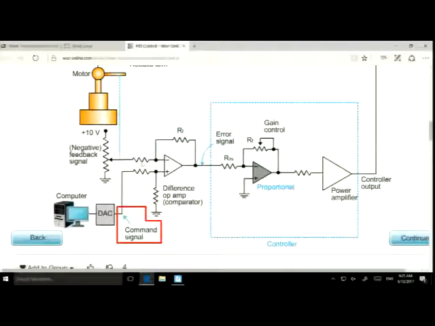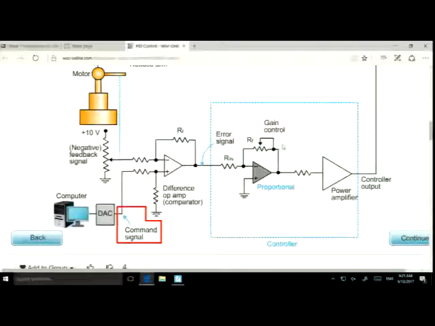It's just comparing what's the voltage here, what's the voltage here, and it produces a signal at the output that is proportional to the difference in the voltage. So if the arm's not at the right place, we're going to get a signal here, which is called an error. It's not really an error. It's just a difference between where we want the arm to be and where it actually is.